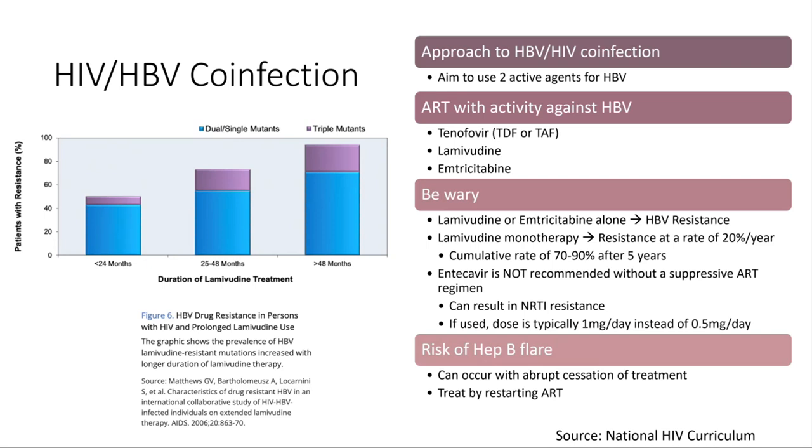Entecavir is also an active Hep B agent that we do sometimes use in HIV regimens, but you would not use it alone without also treating HIV, because entecavir can cause NRTI resistance if used alone without an HIV regimen. And if you stop ART abruptly in someone who truly has chronic Hep B, they can have an acute flare, so we counsel people. That's also true if people are on oral PrEP and they have Hep B as well as HIV risk factors.